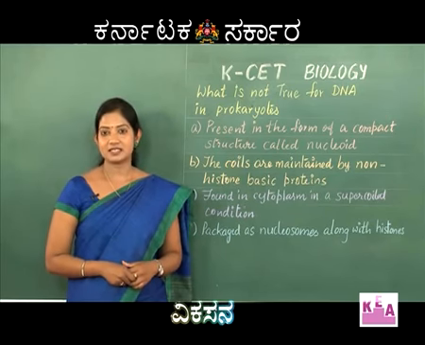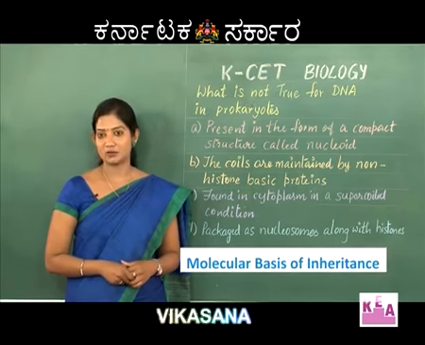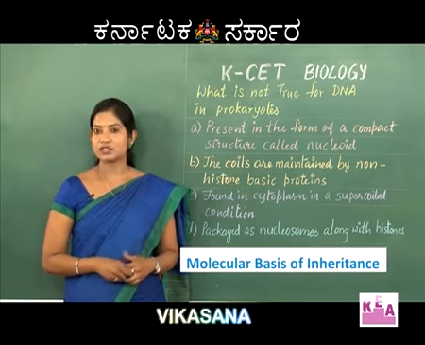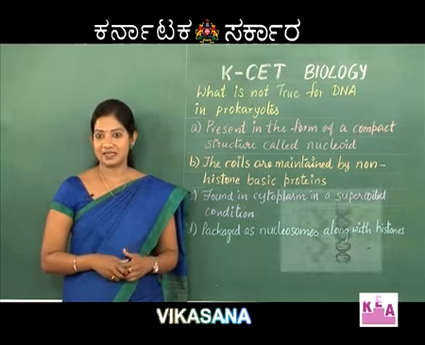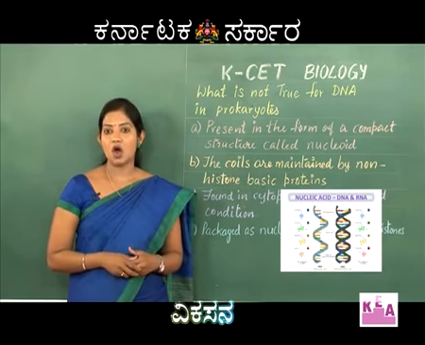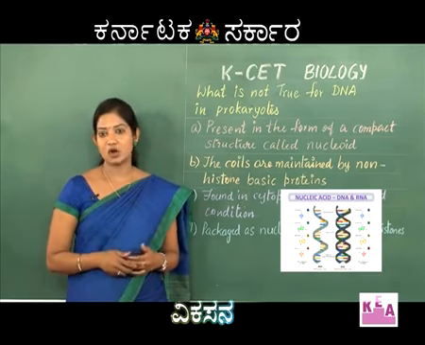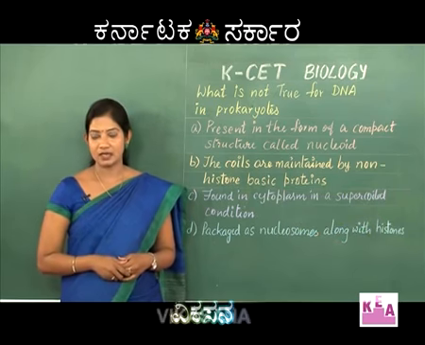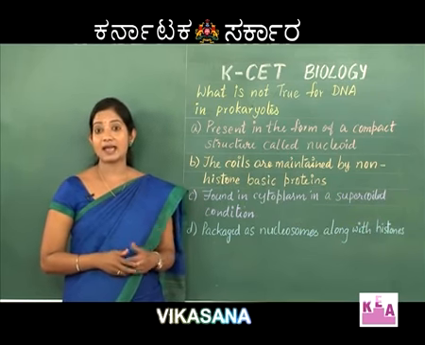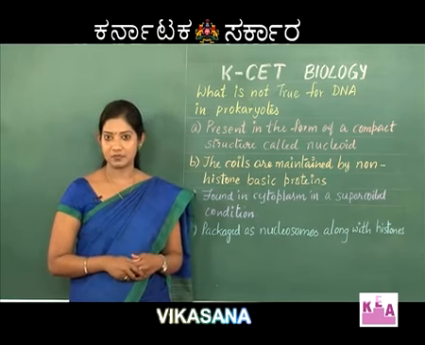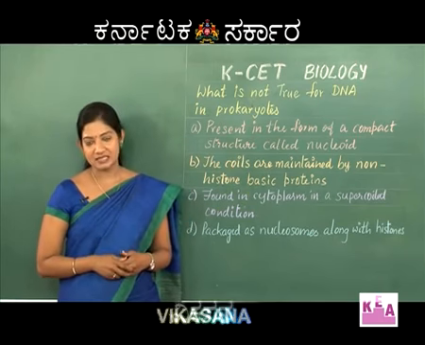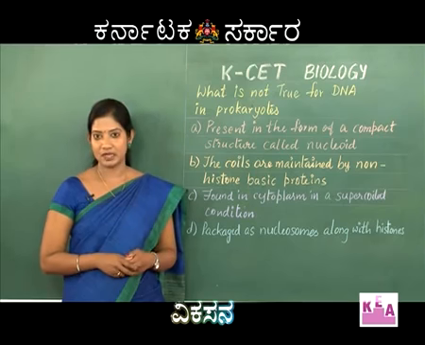Today let us discuss the chapter Molecular Basis of Inheritance. To start with, what is nucleic acid? A chain of nucleotides is called a nucleic acid. Now the nucleic acids can also act as genetic material. When do we call a nucleic acid a genetic material?